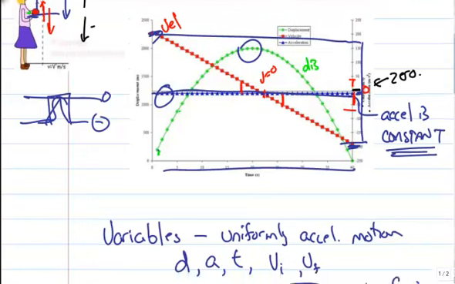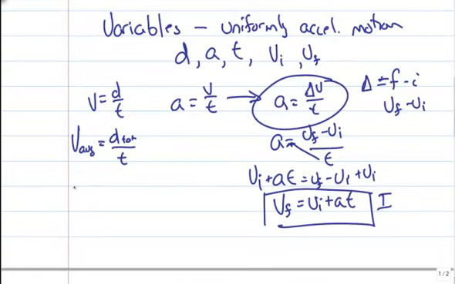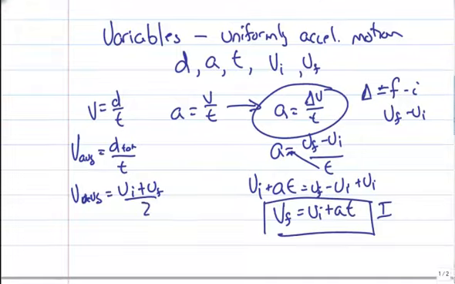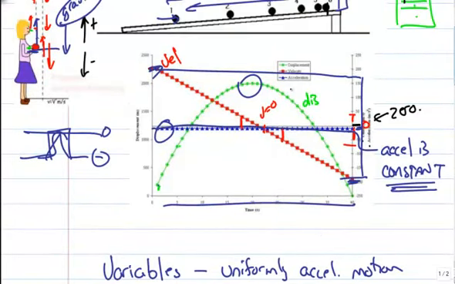The average velocity is equal to the initial velocity plus the final velocity divided by 2. Scoot back to the graph right up here. There's the initial velocity. There's the final velocity for the object thrown up and coming back down. And the average velocity is always going to be right in the middle as long as it's uniform.